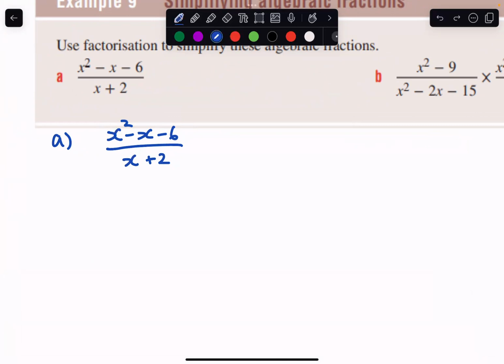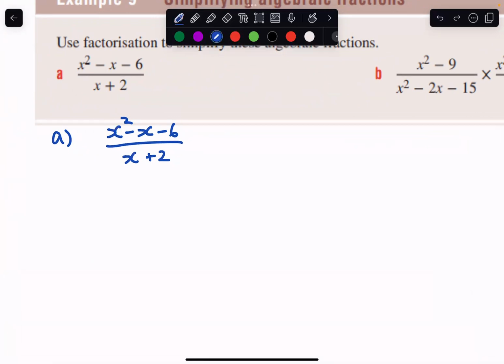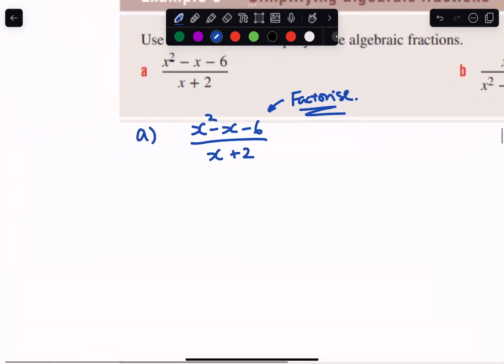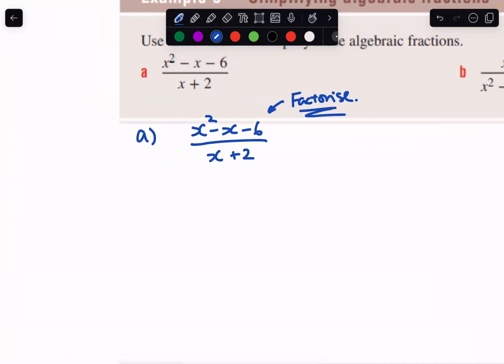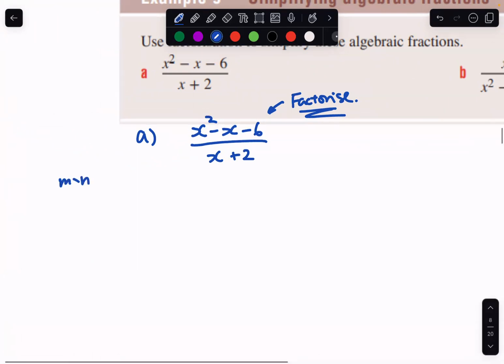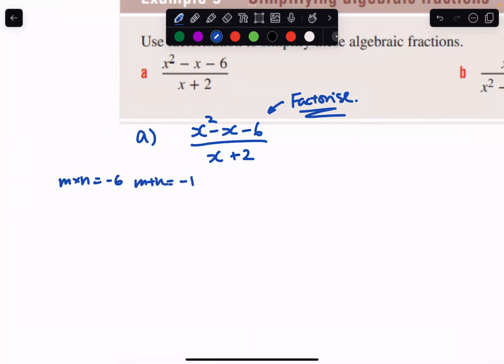So we can't just get rid of this one. We can't do that. All right, so now what we're going to do is we factorize it first. The top, x squared minus x minus 6, is the monic quadratic trinomial. So we can do m times n equals -6, m plus n equals -1. So we can do m equals -3 and n equals 2. You can check as well: -3 times 2 equals -6, and -3 plus 2 equals -1.